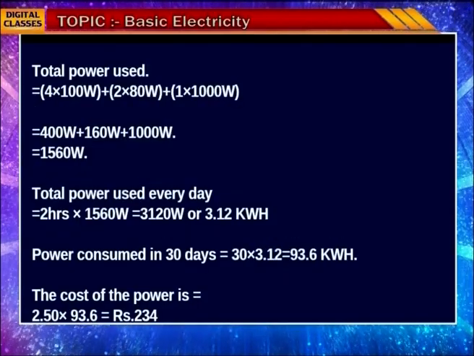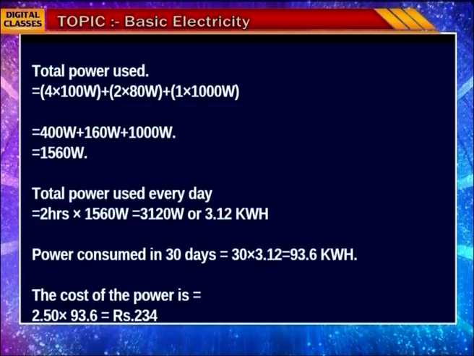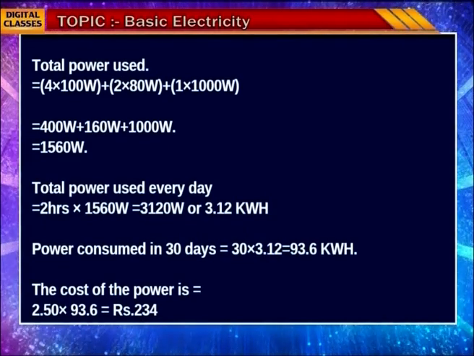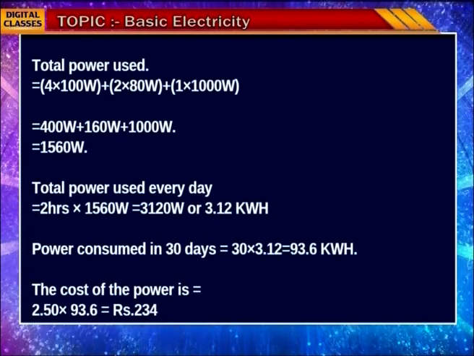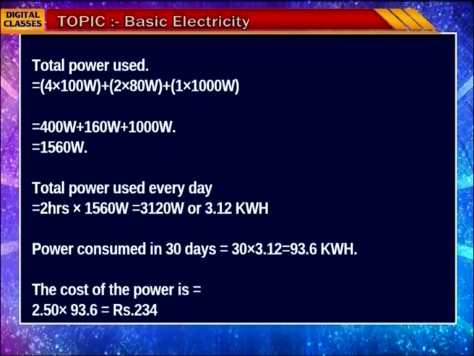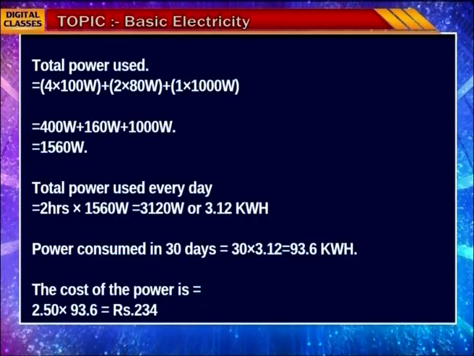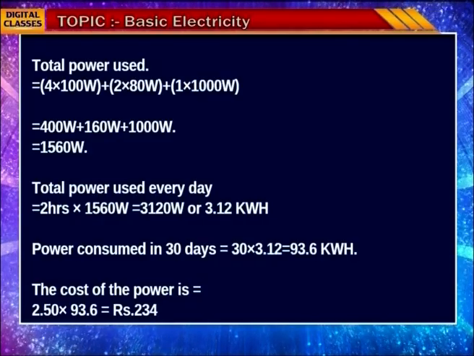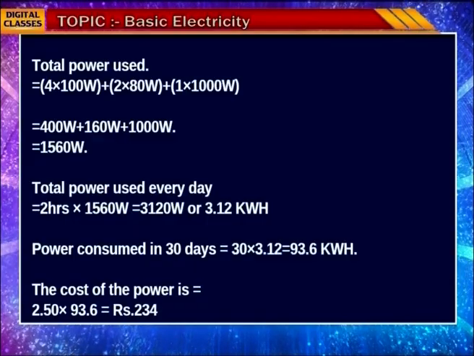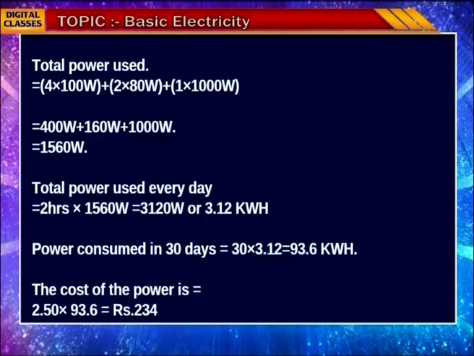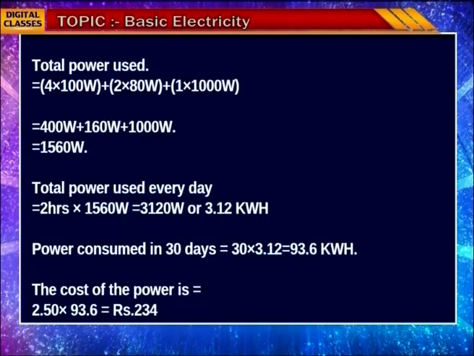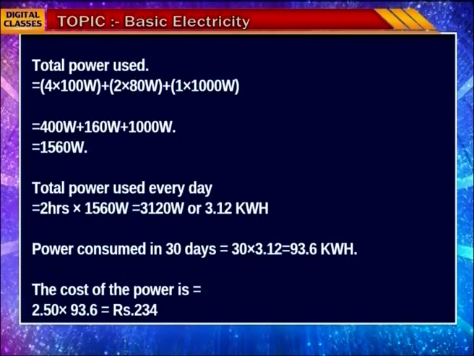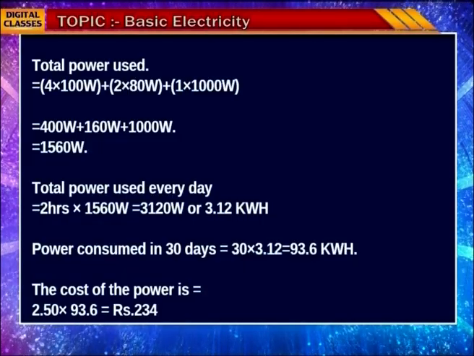Total power used is 4 into 100 watts plus 2 into 80 watts plus 1 into 1000 watts, that is 1560 watts. Total power used every day is equal to 3.12 kilowatt hour. Power consumed in 30 days, 30 into 3.12, is equal to 93.6 kilowatt hour. The total cost of power is 2 rupees 50 paise into 93.6, that is equal to 234 rupees.